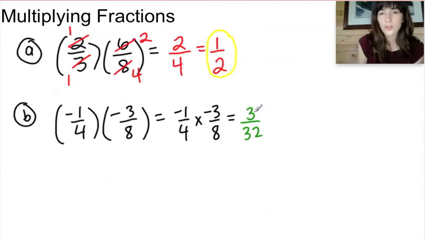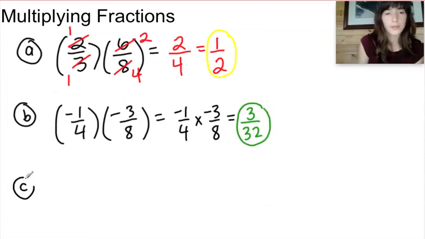Check to see if you can reduce. 3 does not go into 32 evenly. 3 goes into 30 and 33, but not 32. So there's our answer. And let's do one more.